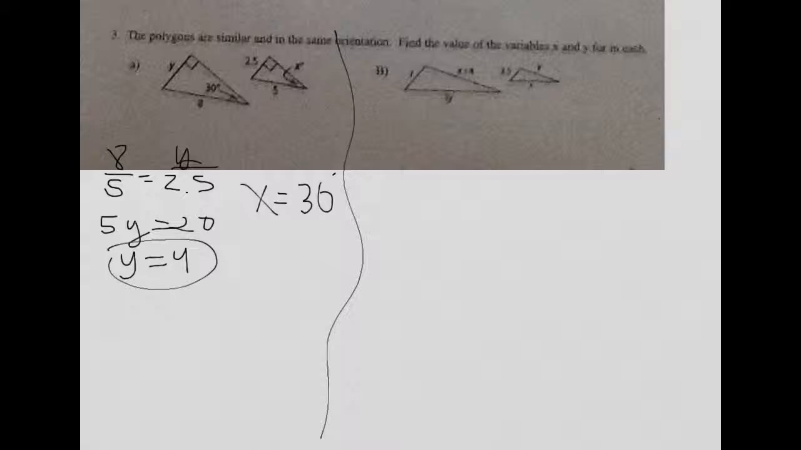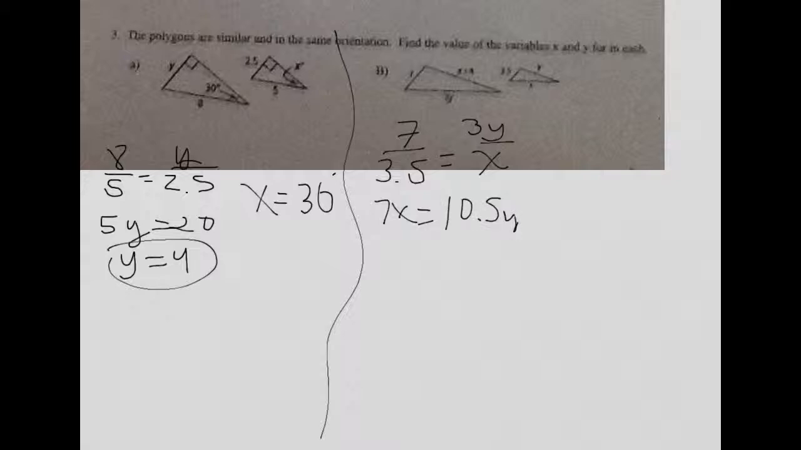Alright, in B it's a little bit more tricky. I'm going to do 7 over 3.5 to equal 3y over x. Here we're going to have to do a system of equations. So I'm doing 7x to equal, now I'm going to multiply 3.5 times the 3. I get 10.5y.